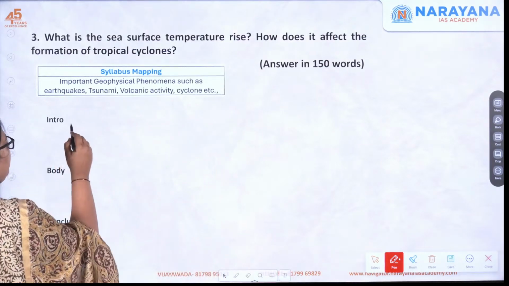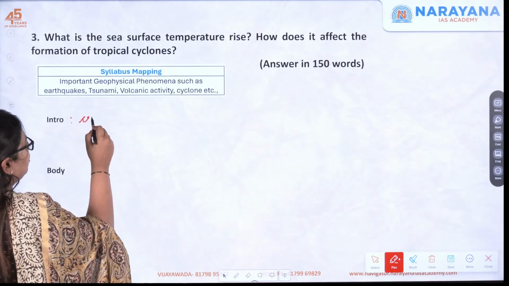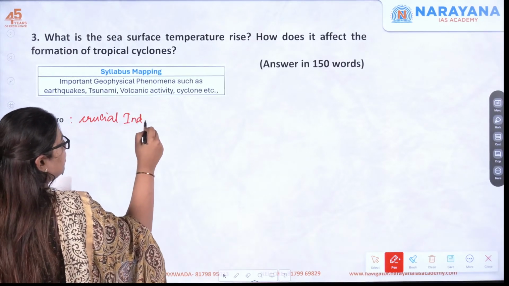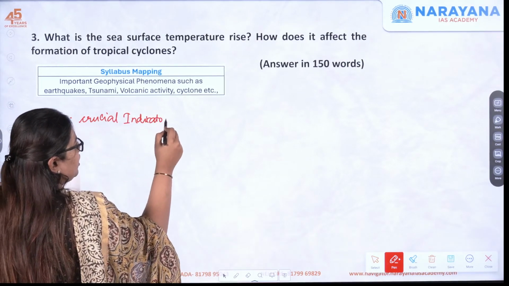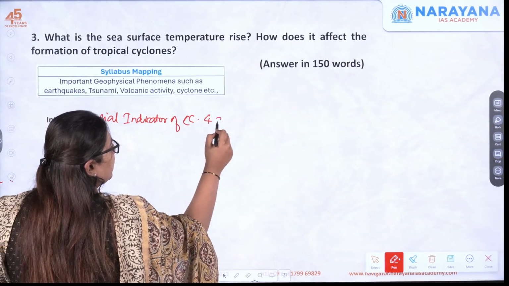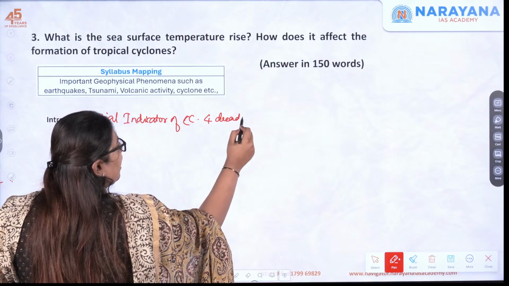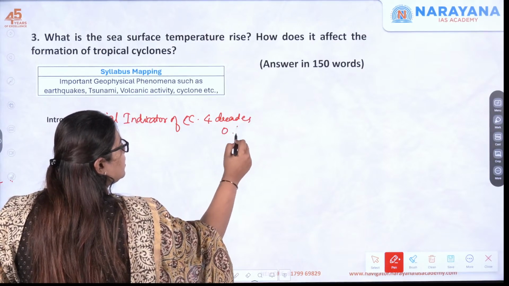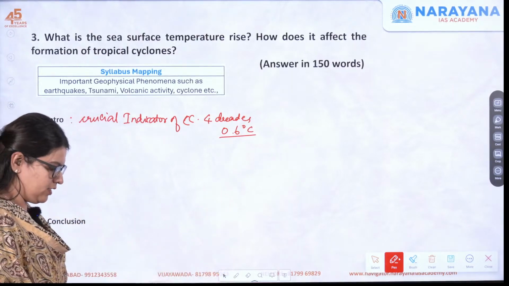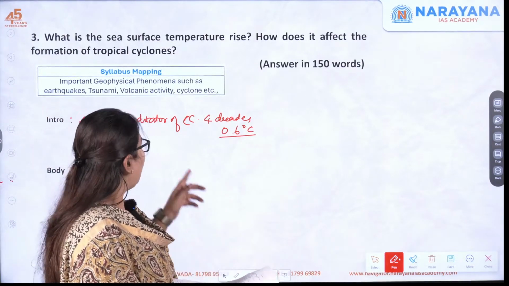Instead, we can say that sea surface temperature has been a crucial indicator of climate change. Of late, over the past 4 decades, there has been an average increase of over 0.6 degrees Celsius. So this is what you will see.